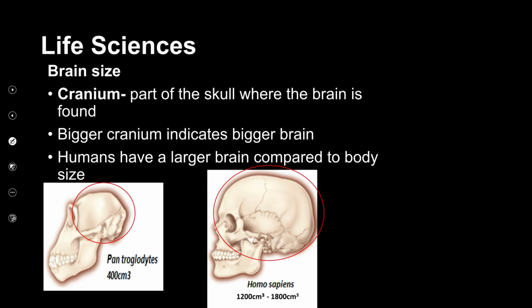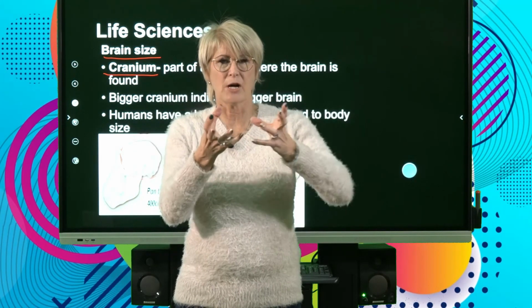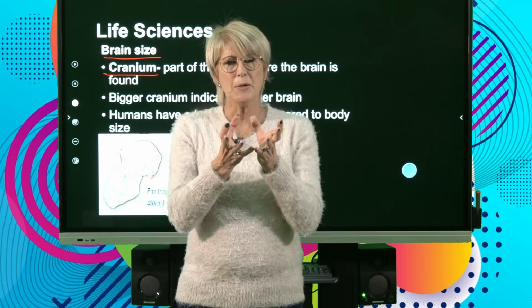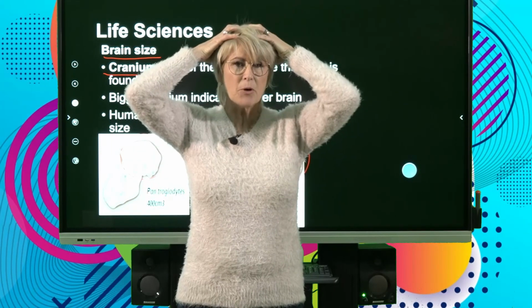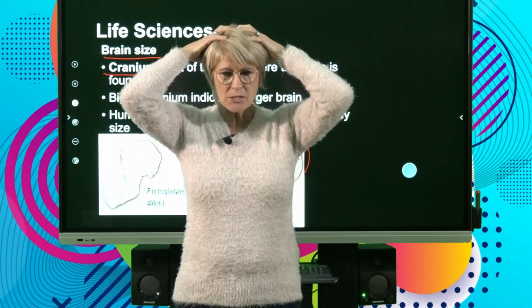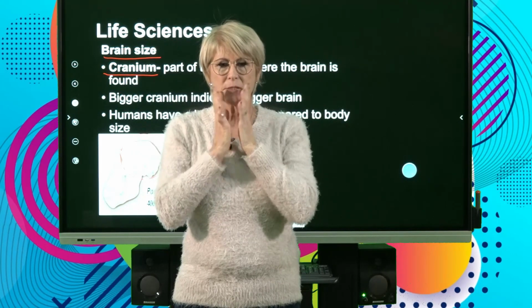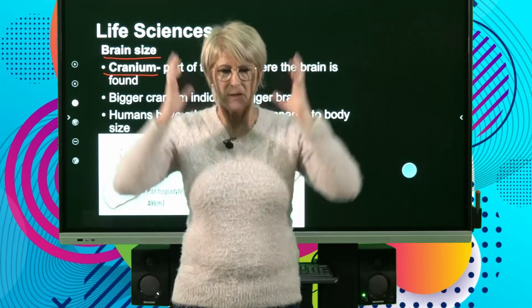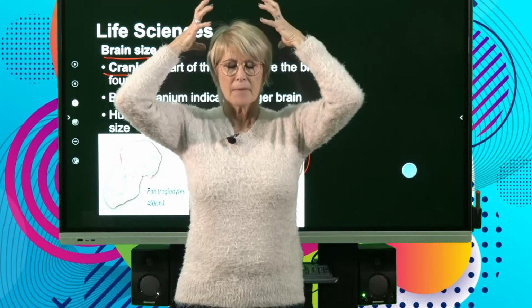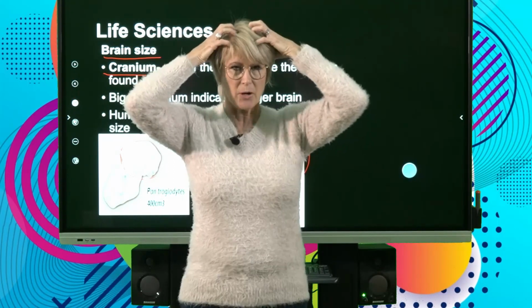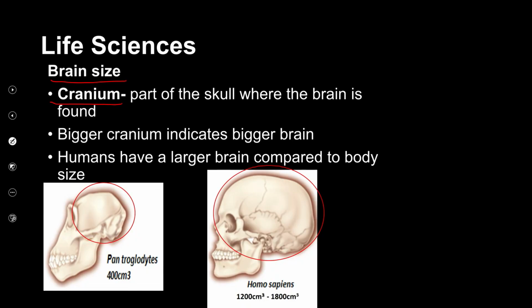Right, then the next difference we're going to have a look at is the brain size and obviously then the size of the cranium. And remember, the skull is the whole structure that forms the head. But when we talk about the cranium, we're only talking about the part that houses the brain. So it's just this part. It's not the facial bones, because that makes up the rest of the skull. It's just the brain box, or the cranium, that houses the brain. Okay, so that's the part where the brain is found, and the larger the cranium, the larger the brain.